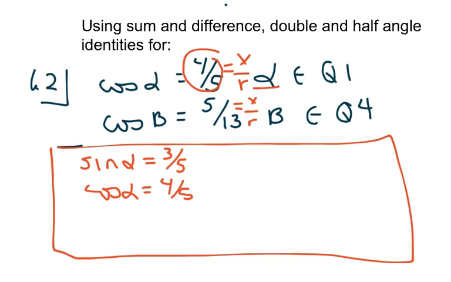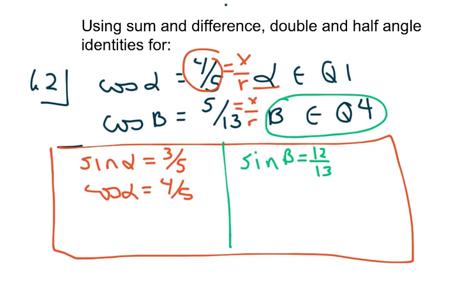Now for the beta angle, we know that sine of beta is going to be 12 over 13. And since beta lives in quadrant 4, we know that this one is going to be negative. And then we already have cosine of beta equals 5 over 13. So very quickly you should write these down, so you'll know them for all your formulas.